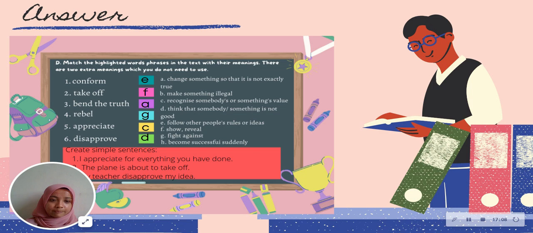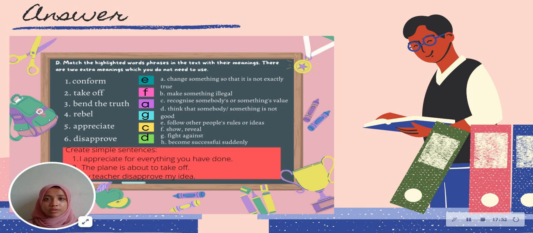So this is the answer. Number one is E, which is follow other people's rules or ideas. Number two is F, which is show or reveal. Number three is bend the truth, which is A: change something so that it is not exactly true. Number four is rebel, which is G: fight against. Number five is appreciate. I believe all of you know what appreciate is. Appreciate is C: recognize somebody or something's value. And number six is disapprove. Disapprove is D: think that somebody or something is not good.